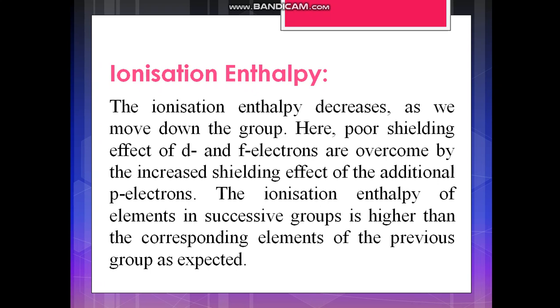The remaining groups, that is 15 to 18, follow a general trend. In these groups, d and f electrons are overcome by the increased shielding effect of the additional p electrons, and therefore the ionization enthalpy of elements in successive groups is higher than the corresponding elements of the previous groups, as we expect.